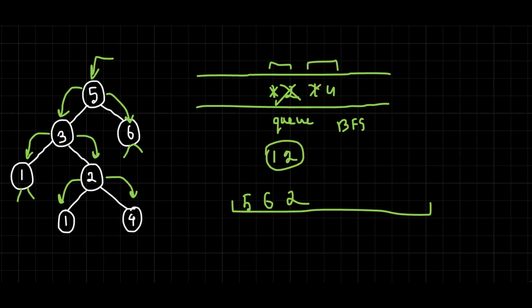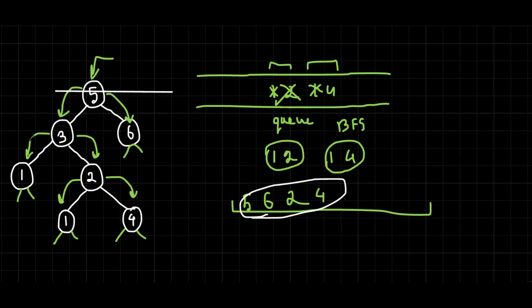Now we are at the final level, 1 and 4. The top element is 1. So we have to add 1 here. And the top element is 4. We have to add 4 here. And neither 1 nor 4 has children, so we don't have to add anything into the queue. So what is the maximum between 1 and 4? It will be 4. So here we have found the values 5, 6, 2, and 4. This is the maximum value in each level. I hope you understood the algorithm.